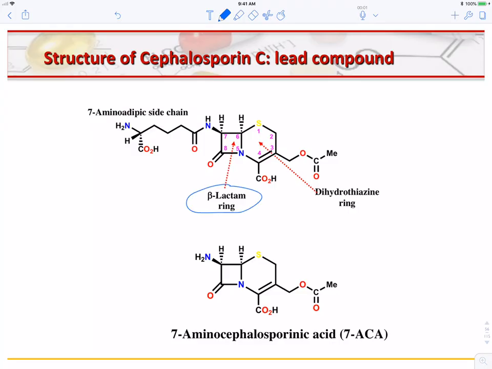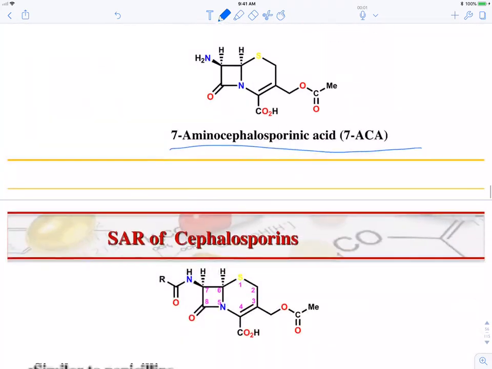We have the same beta-lactam ring. We call it now the 7-amino adipic side chain here. And we have this dihydrothiazine ring, which contains a double bond. The position of the double bond, as we will see, turns out to be very important. We can use this 7-aminocephalosporanic acid as a precursor in the biosynthesis of different cephalosporins, just like we did before.